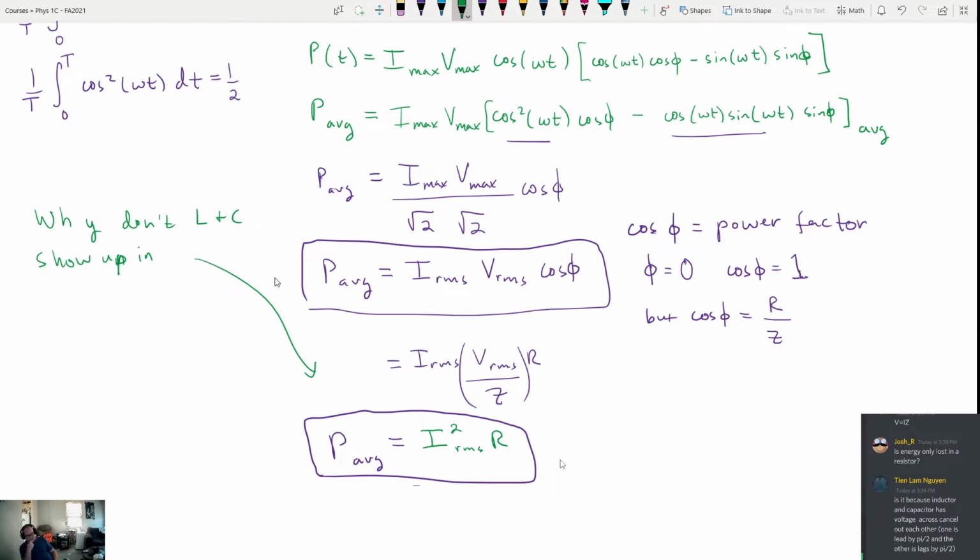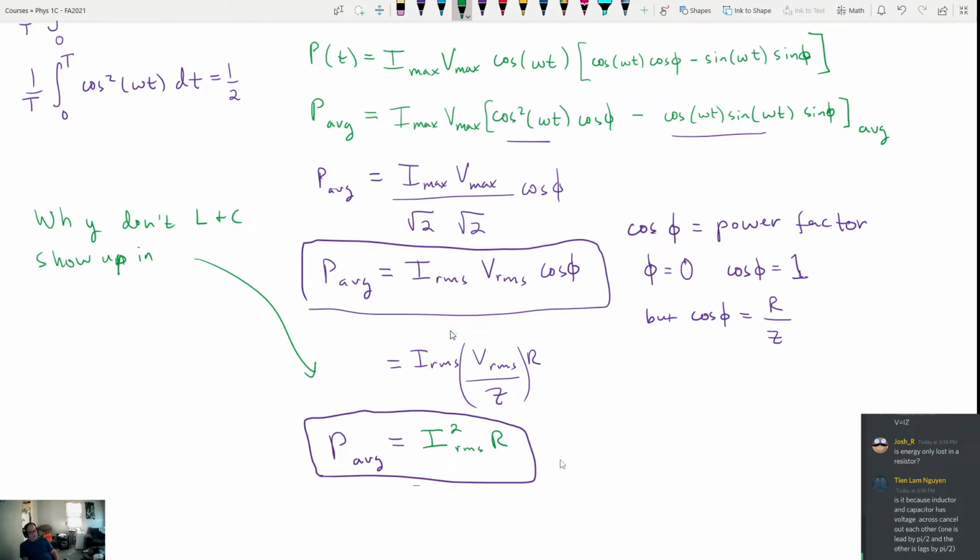No, that's not the right answer. They don't cancel each other out unless XL and XC are equal to each other. That's the only time that they're going to cancel out. In this case, they're not. That's not the reason why. The main reason is because both the inductor and the capacitor can act either as a sink for energy and a source for energy. When they're being charged, there's energy going into them. When they're discharging, there's energy going out of them. And that's the reason why, basically.